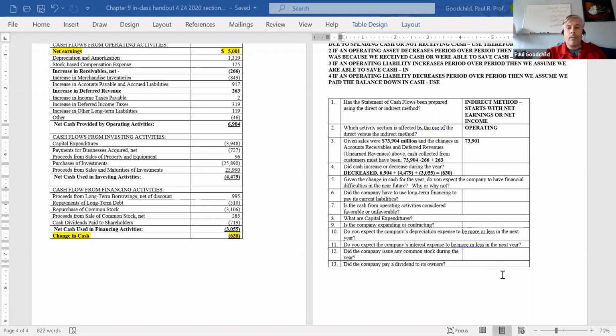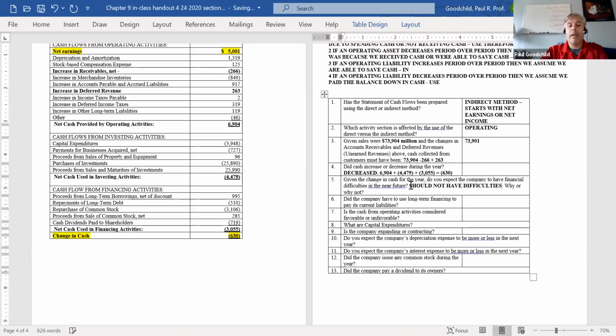Okay. So several people answered, and there was a mixture of answers. And one person hit it right on the head. In this case, we don't expect them to have difficulties. And the reason why is that their operating cash flows are good.